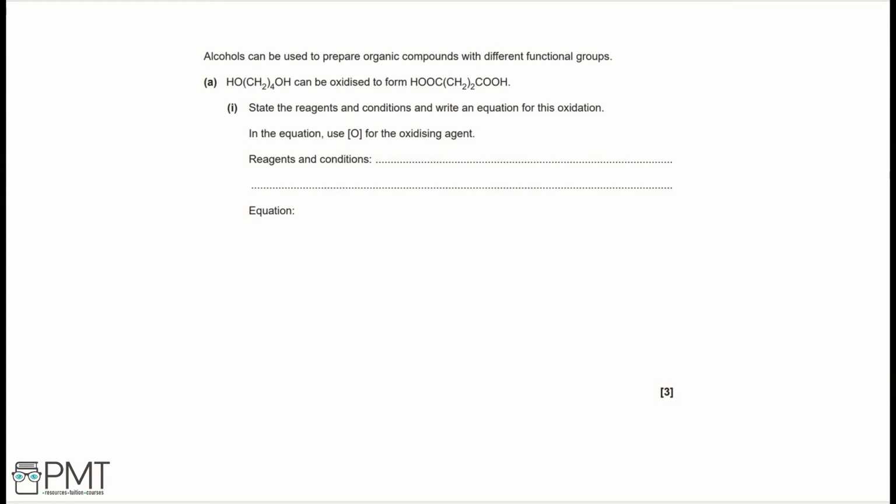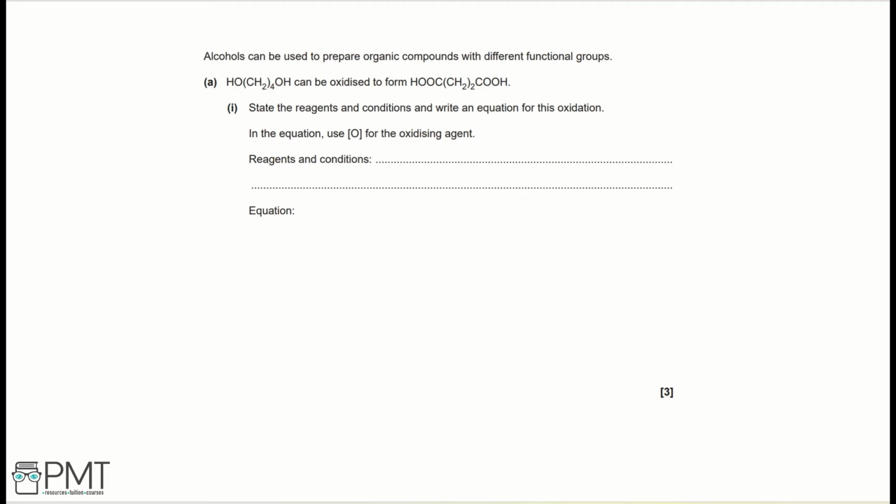Alcohols can be used to prepare organic compounds with different functional groups. Part A. HOCH2CH2CH2CH2OH can be oxidized to form HOOCCH2CH2COOH. Part 1. State the reagents and conditions and write an equation for this oxidation. In the equation, use O for the oxidizing agent.